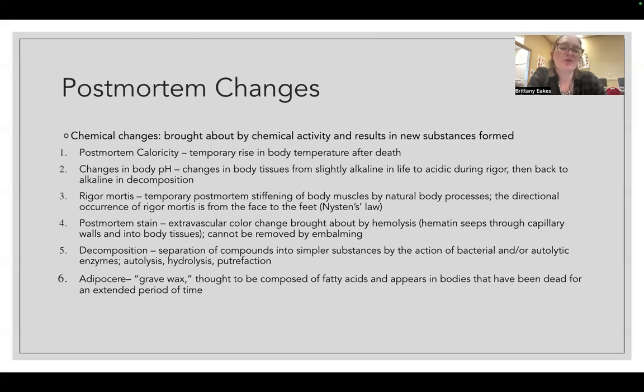Rigor mortis is the postmortem stiffening of muscles. It's a natural process, but it is a chemical change. And once this condition passes, it does not reoccur. So if we get a body into our prep room that has rigor mortis, you just massage it. You can break rigor, break it in the arms, because we want to make sure that's not going to impede our chemical distribution through the arterial system. It's not going to hamper drainage because that would be an external pressure. Once it's broken, it does not happen again.